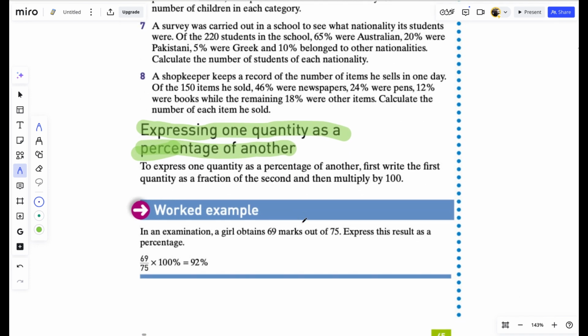Now let's go to the next one, which says expressing one quantity as a percentage of another quantity. To express one quantity as a percentage of another, the first thing we do is write the first quantity as a fraction of the second one, and then we multiply by 100.